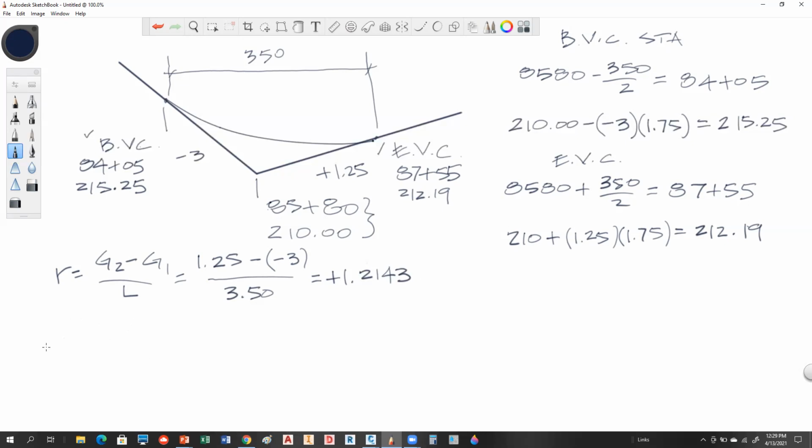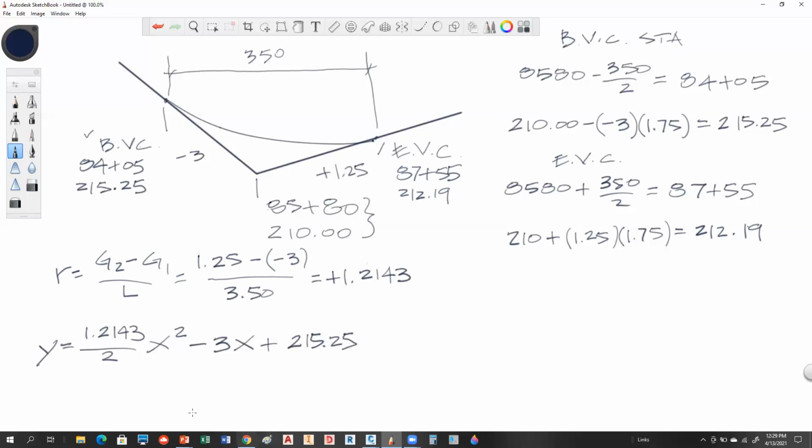So we can now write the equation of the parabola. The equation of the parabola is y is equal to r over 2, so that's going to be 1.2143 divided by 2 times x squared plus g1x. G1 is -3, plus the elevation of the BVC. I did this on the board with you the other day. We actually did it for the one that we were laying out. So there's my equation.